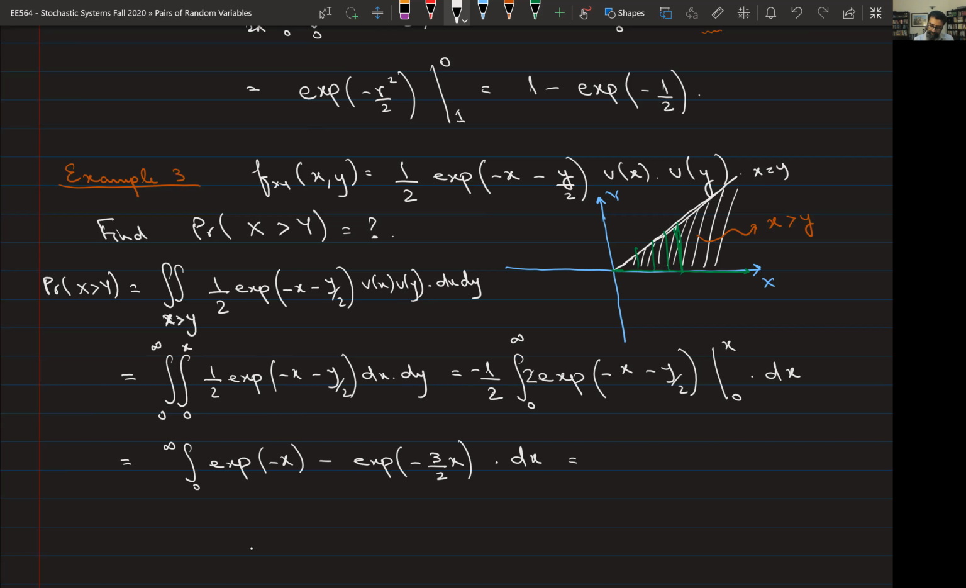And what would you get? This is e raised to power minus x from 0 to infinity, minus 2 by 3, and there's a plus sign, e raised to power minus 3 by 2 x from 0 to infinity. Okay, yeah. So this is 1 and minus 2 by 3. So this is 1 by 3. There you go. Right, so 1 by 3 is the answer.